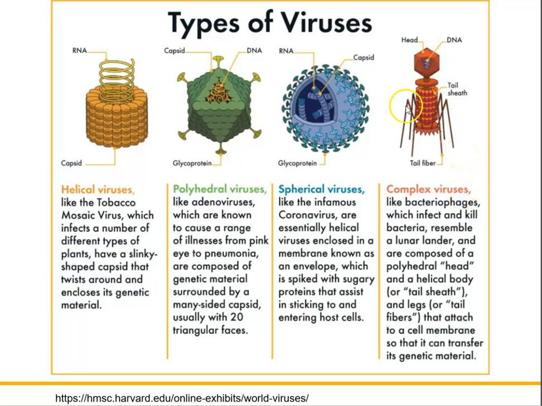So this is a bacteriophage. You can see it kind of resembles a lunar lander. It has a head, it has a tail, it has tail fibers. And what this thing does is it lands on a bacterium and it injects its nucleic acid into that bacterium, kind of like a syringe. Very interesting viruses.